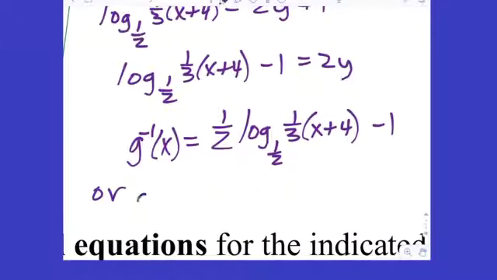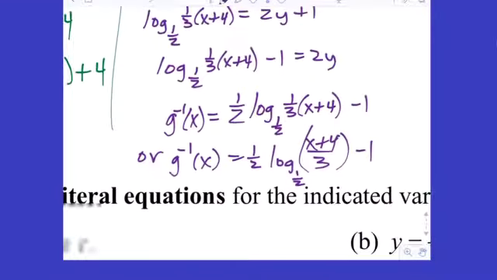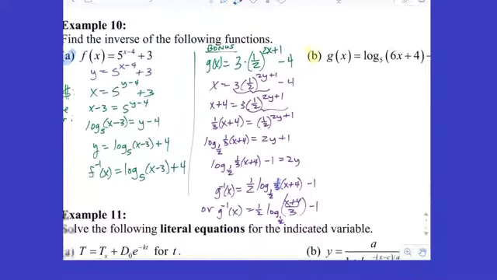Or you could have this version as well, which some of y'all probably did. 1/2 log base 1/2 of x plus 4/3 minus 1. Either one of those. On a test question for a multiple choice, I would probably pull the 1/3 out front like that because it puts it more in like standard transformation form. But there you go. So if you could do that, you've got one of your questions tackled for tomorrow.